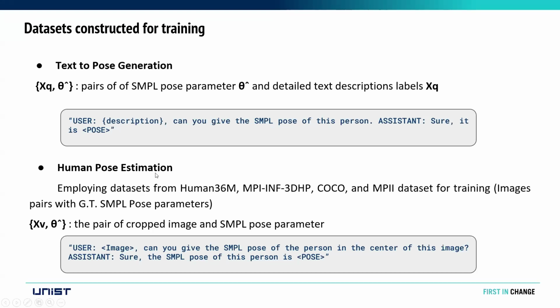And for human pose estimation, they collect the standard datasets of human pose estimation, which can be represented as a pair of input image with output human pose. And this is the template to communicate with PoseGPT. So the image here is received from the standard dataset for human pose estimation, and then the output is the pose.